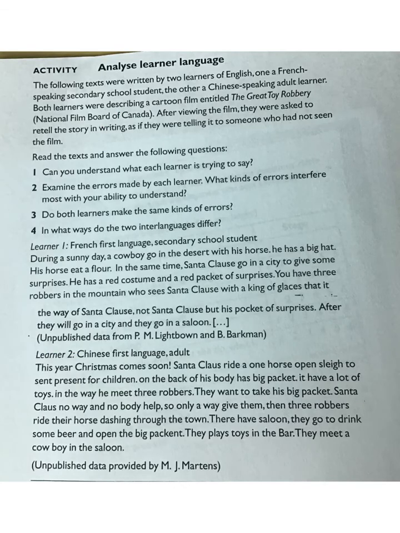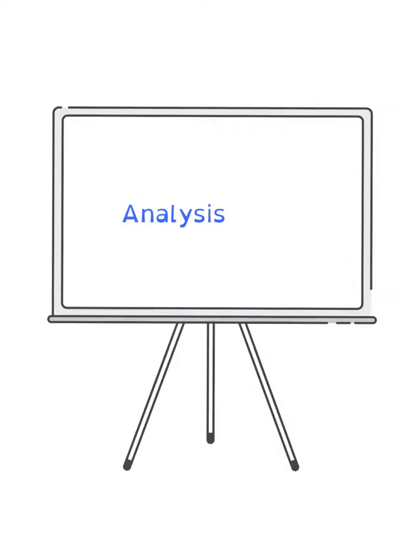So here is an exercise for you to look at. These are texts, one written by an English learner who is French, and one by a Chinese English language learner. I want you to compare the two texts. You can stop the video and take a look at it, and then we'll look at the answer.